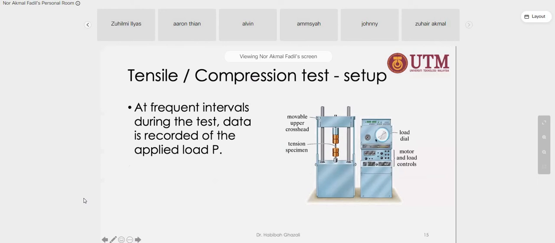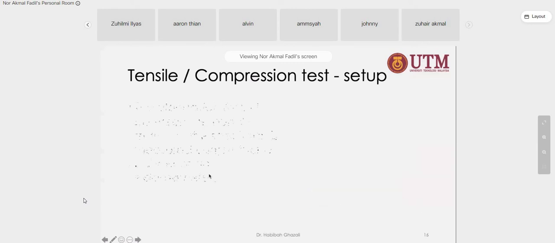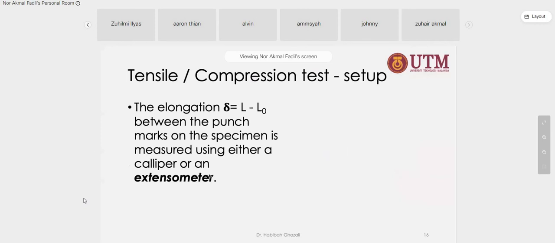You can convert it into stress value because stress equals load divided by original cross-sectional area. Okay, it's following the standard specimen size. So we have one in our strength laboratory, material science laboratory, a UTM.